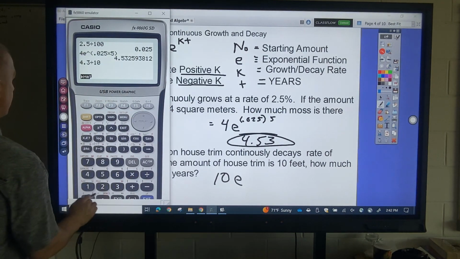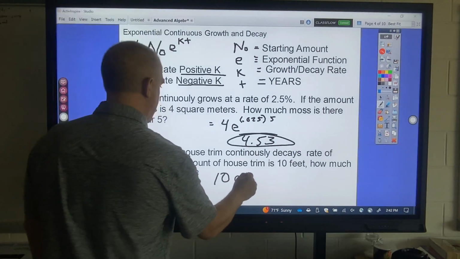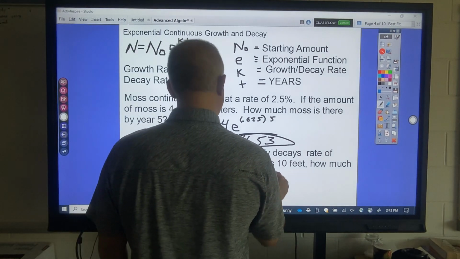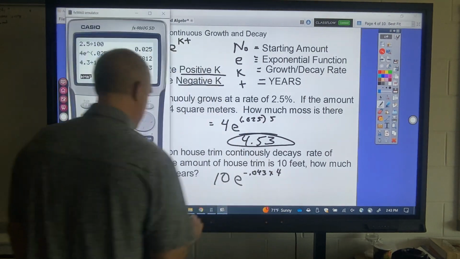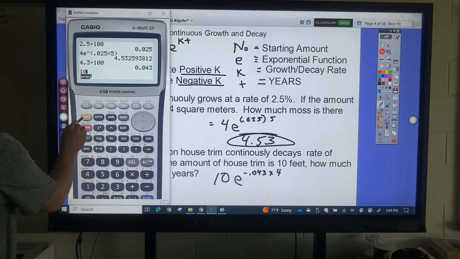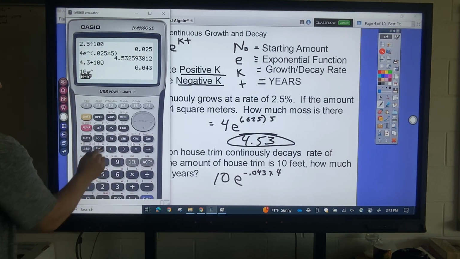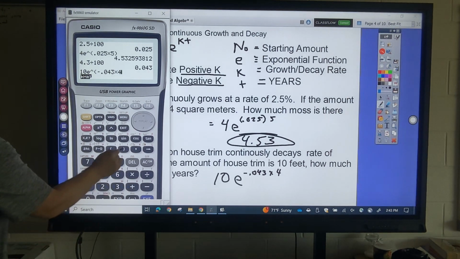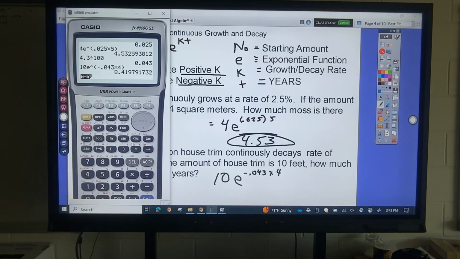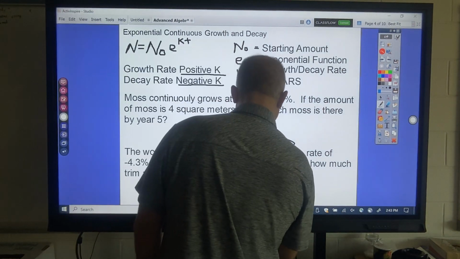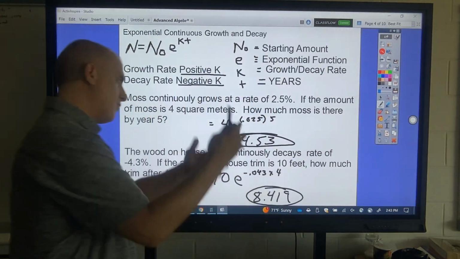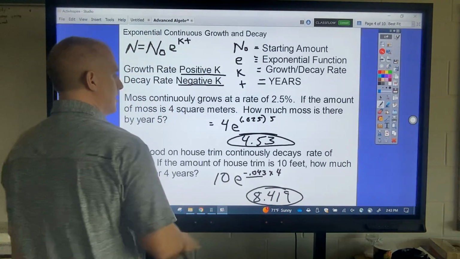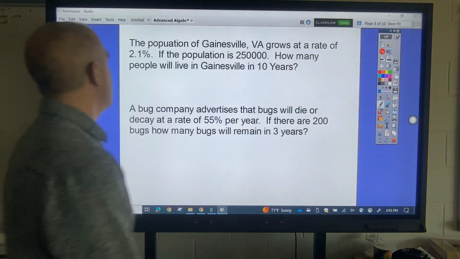4.3 divided by 100, I would have negative 0.043, times 4. Then 10, e exponent, negative 0.043 times 4. That's 8.419. That would mean that the amount of wood is rotting or decaying. So all you've got to do, the difference is basically the growth versus the decay rate.